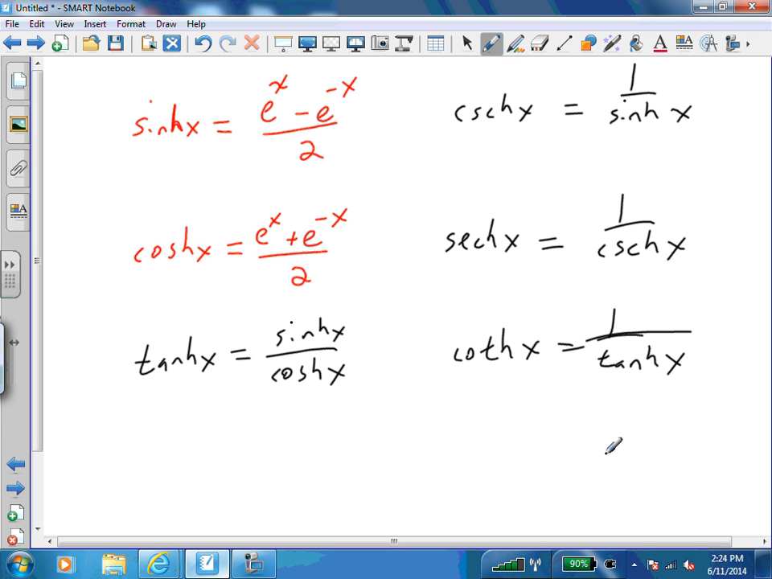So if you can remember, okay, hyperbolic sine is e to the x minus e to the negative x over 2, and hyperbolic cosine is e to the x plus e to the negative x over 2. If you remember how the regular trig functions work, then the other ones, the hyperbolics, work the same. The same reciprocal relationships exist, the same sine over cosine for tangent relationship. Secant's 1 over cosine. Cosecant's 1 over sine. Cotangent's 1 over tangent.